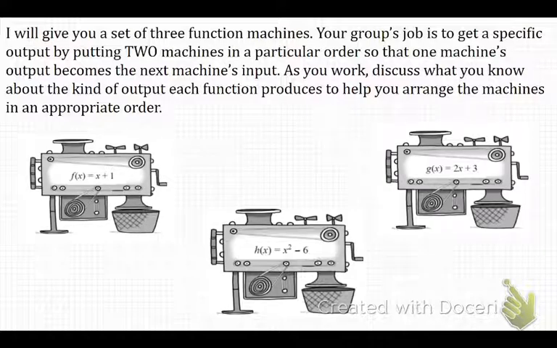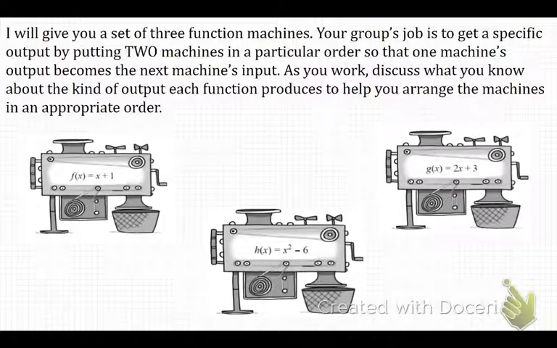I'm going to give you an input and an output and tell you to find the 2 machines that make this true. So I'm going to take my input, plug it into one machine, take that number, plug it into a second machine, and try to get the output. I'm going to do an example with you up here, and then I'll give you about 10 minutes to do the 3 that I'm going to give you.